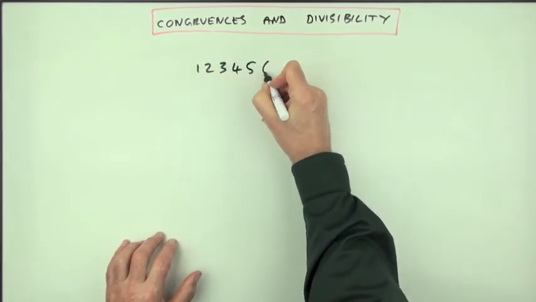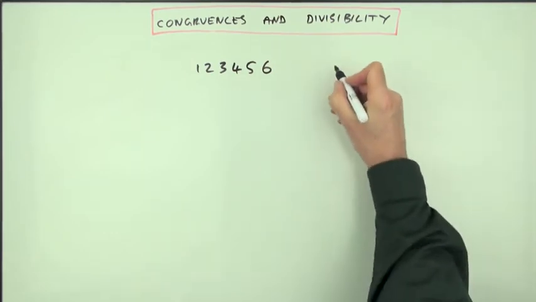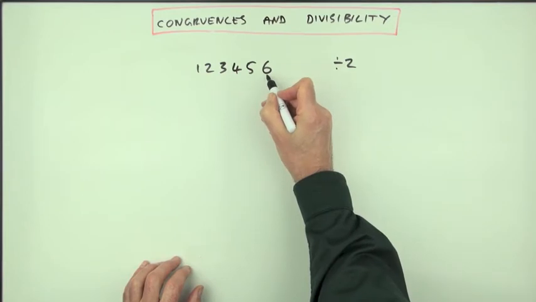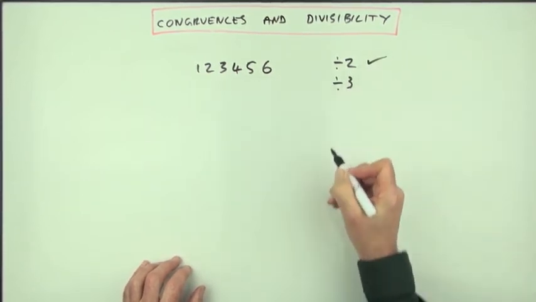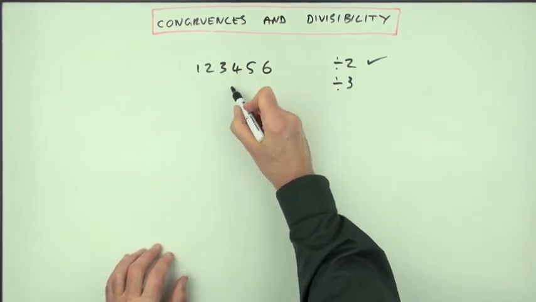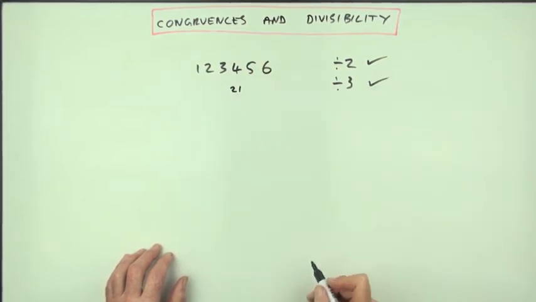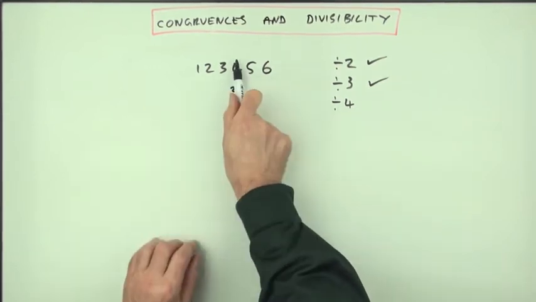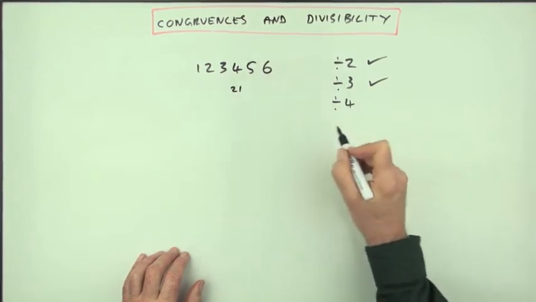1, 2, 3, 4, 5, 6. There's a nice simple number. What divides into that? Checking the rules. What about divide by 2? Is it even? Does the last digit divide by 2? Yes, it does. What about divide by 3? What's the digit sum? Well, you've got 10, 15, 21. The digit sum is 21. That's a multiple of 3, so it divides by 3. What about divide by 4? Do the last 2 digits, 56, divide by 4? 4 into 5 goes 1, 1 over, that's 16, so that's 4.